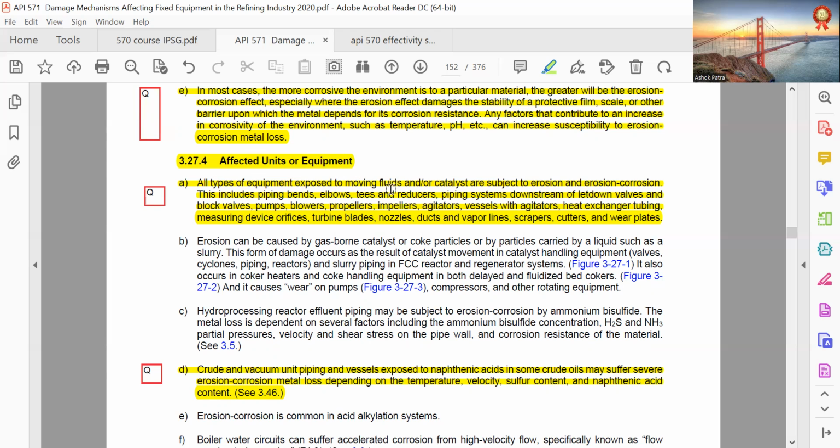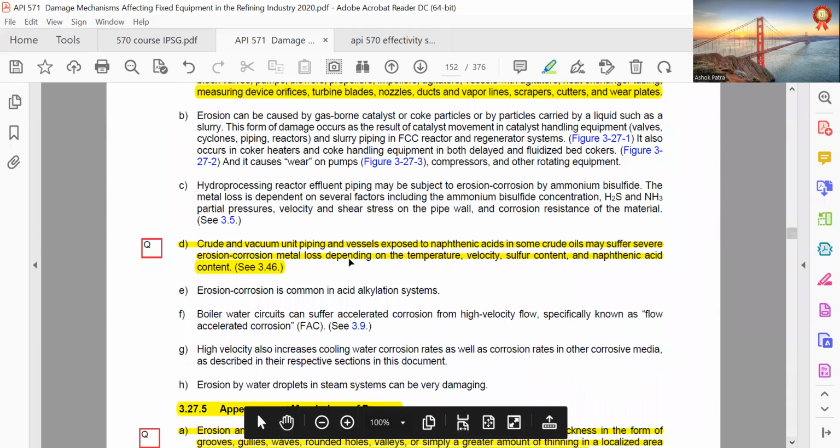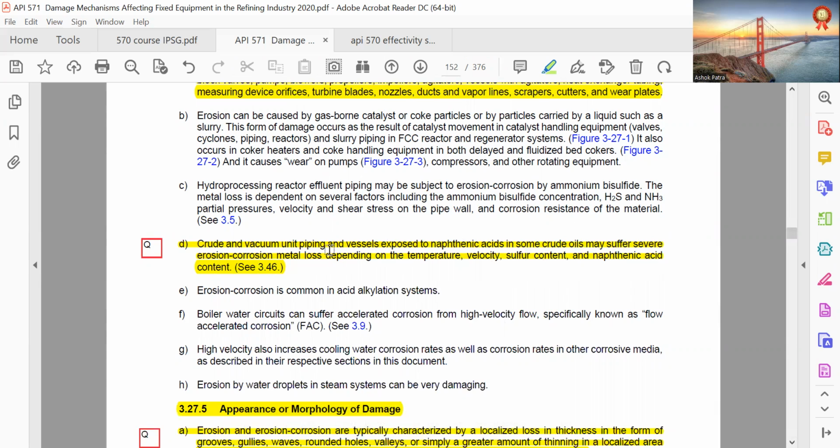Affected units of equipment: all types of equipment exposed to moving fluids and/or catalyst are subject to erosion-corrosion. This includes piping bends, elbows, tees, and reducers, piping systems downstream of let-down valves and block valves, pump and blower propellers, impellers, agitators, vessels with agitators, heat exchanger tubing, measuring device orifices, turbine blades, nozzles, ducts and vapor lines, scrapers, cutters, and wear plates. Crude and vacuum unit piping and vessels exposed to naphthenic acids in some crude oils may suffer severe erosion-corrosion metal loss depending on the temperature, velocity, sulfur content, and naphthenic acid content.